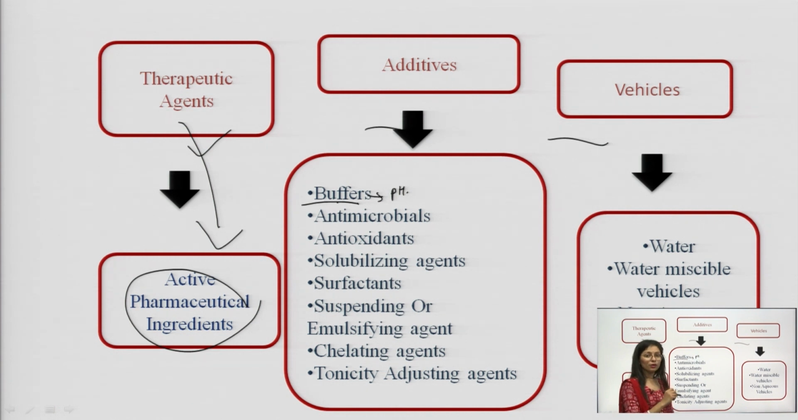Okay, when you want to maintain the pH of a particular formulation, we are going to go for buffers. Okay, antimicrobials, as the name suggests, prevent microbial contamination in a particular product. Antioxidants, obviously oxidation is not good for your formulation. Solubilizing agents, surfactants. Surfactants increase the solubility. Okay. Suspending agents or emulsifying agents.